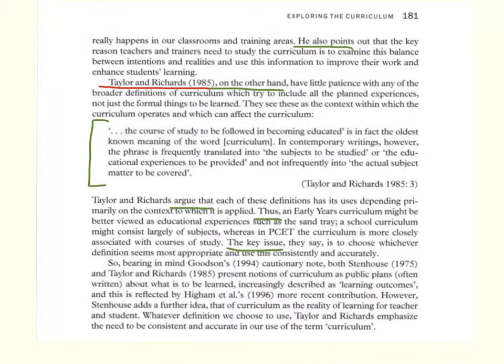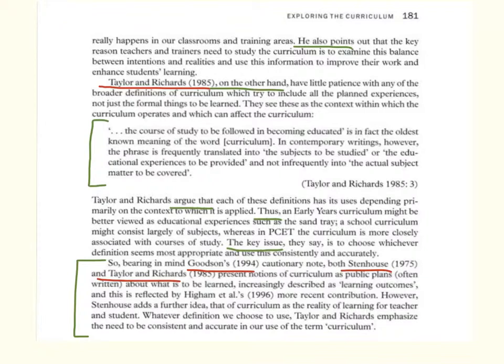We now come to the final paragraph here, the concluding paragraph of this section. Note how it draws together the main authors discussed above. It mentions each one of them. So here we've got Goodson, and then we've got Stenhouse, and then Taylor and Richards. And what the author of this text does is shows how they have synthesised the ideas in their own words to inform their own argument.